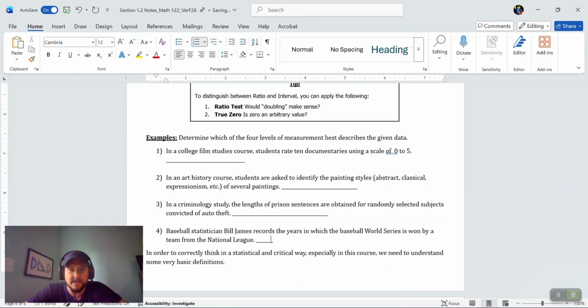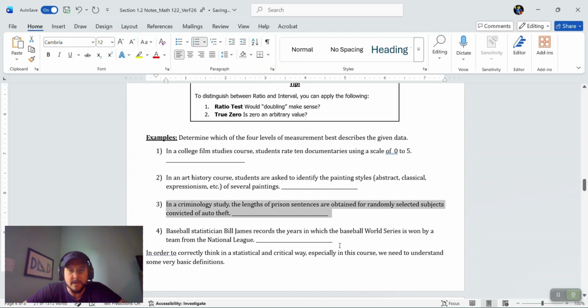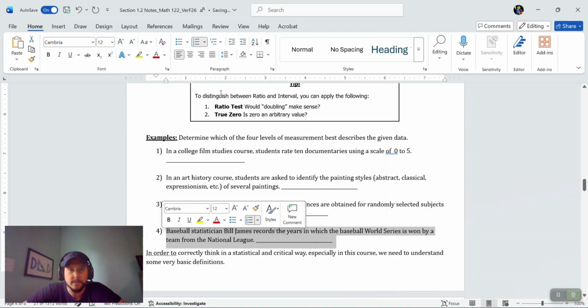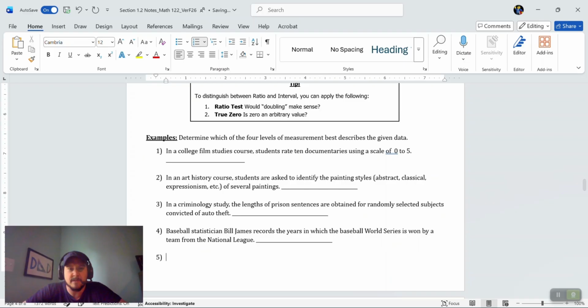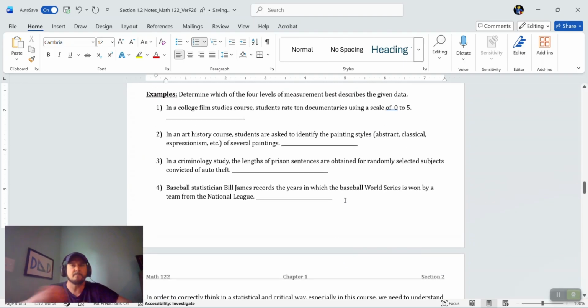Okay, baseball statistician Bill James records the years in which the Baseball World Series is won by a team in the National League. All right, let me just do a little bit of formatting here. That's good. This is good as well. Okay, that would definitely be interval because differences in years would make sense.